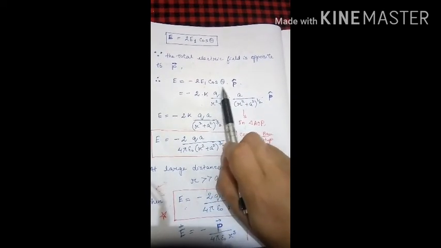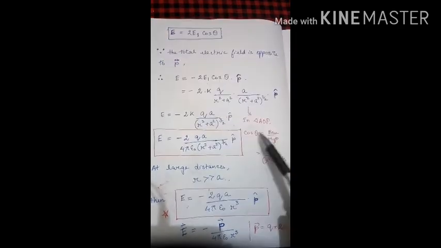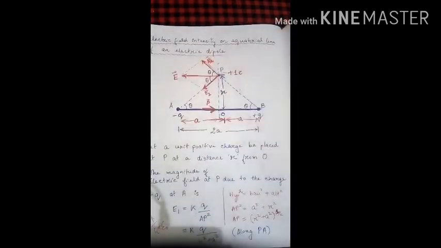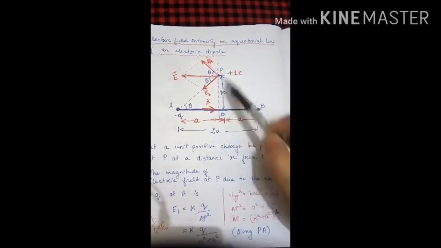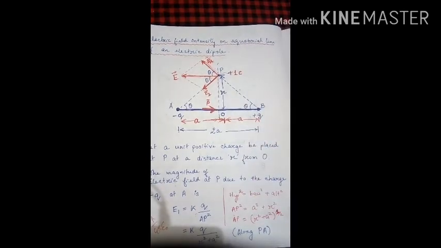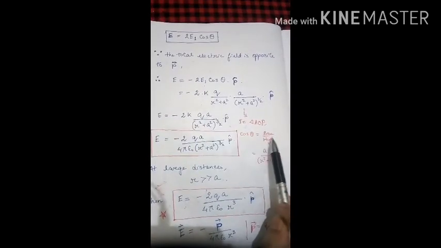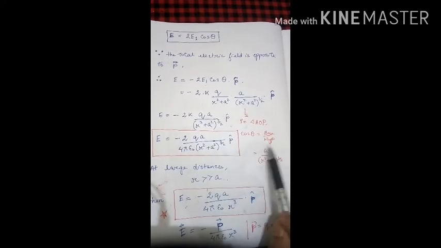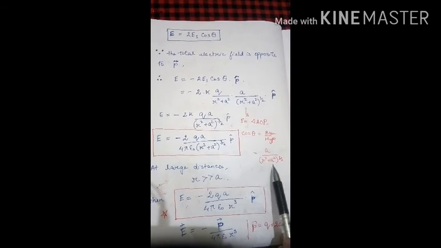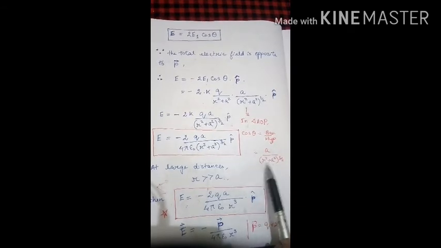What will be the value of cos theta? Simply, in triangle AOP, the value of cos theta will be the base by hypotenuse. What was the base? It was A, and the hypotenuse was (R square plus A square) to the power half. So we can say that it is A by root over R square plus A square.